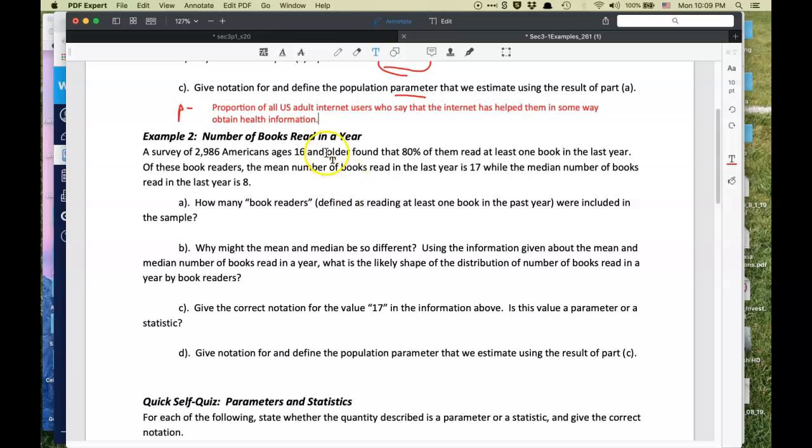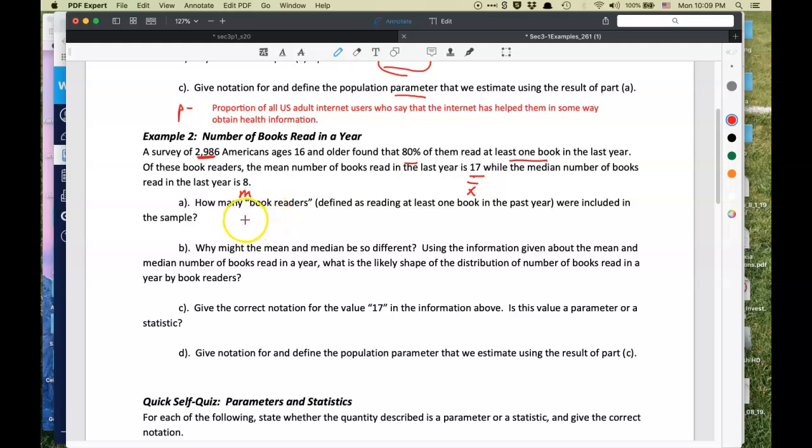So next is a survey of 2,986 Americans aged 16 and older found that 80% read at least one book in the last year. Of these book readers, the mean number of books read in the last year is 17. We'll call that x bar because this is from a survey. Well, the median of books read in the last year is 8. We can call that M if we like.